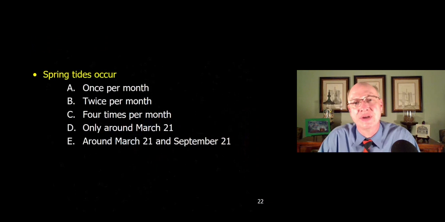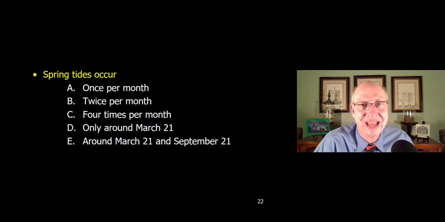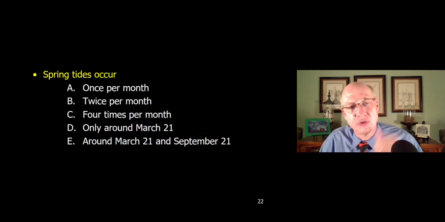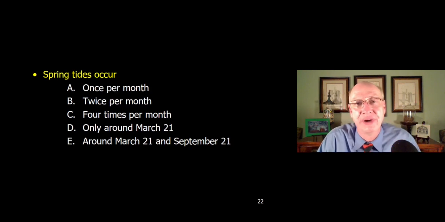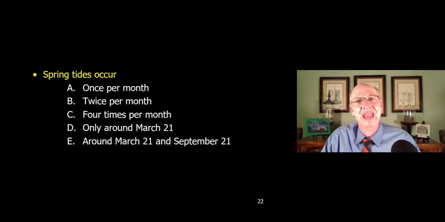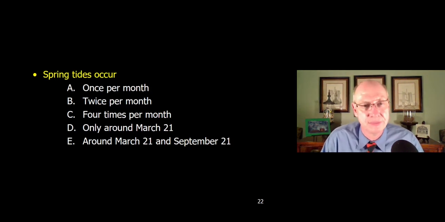So let me ask this question. Go ahead out to Learning Catalytics and answer this question. How often do spring tides occur? Do spring tides occur once a month, twice a month, 4 times a month, only around March 21st, or around March 21st and September 21st? So go to Learning Catalytics and answer this question. How many times do spring tides occur every month?